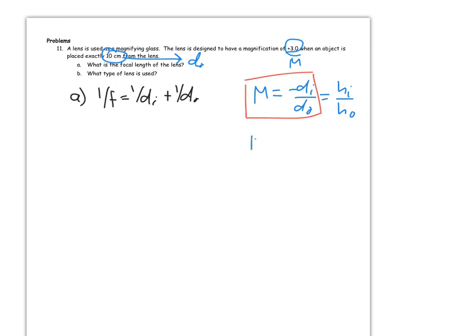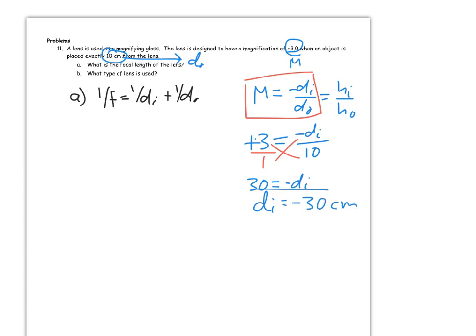So we can say +3 is our magnification. Although we typically write the HO when we're writing it, we don't need that in the math part here. And that's going to be equal to negative DI over DO, which is 10. Go ahead and put that over 1 and cross multiply. And we end up getting that 30 equals negative DI. So when we solve for DI, we find that it's going to be negative 30 centimeters.